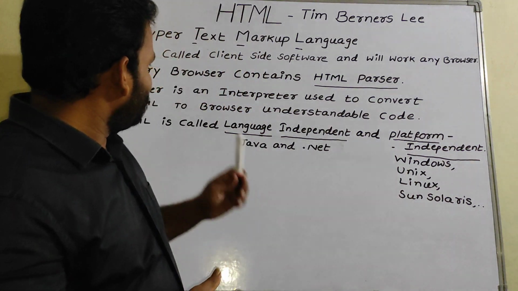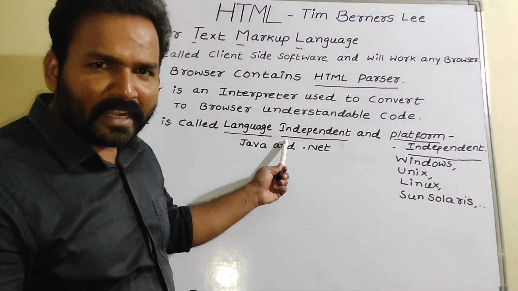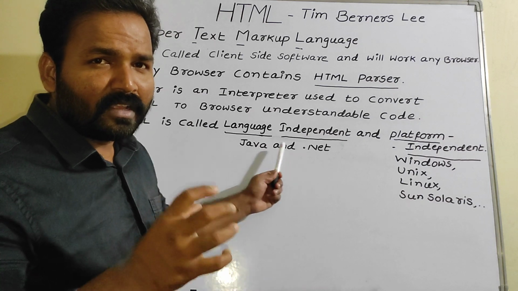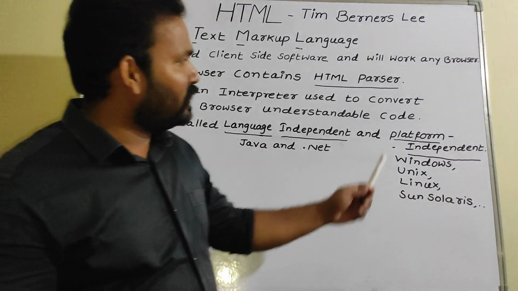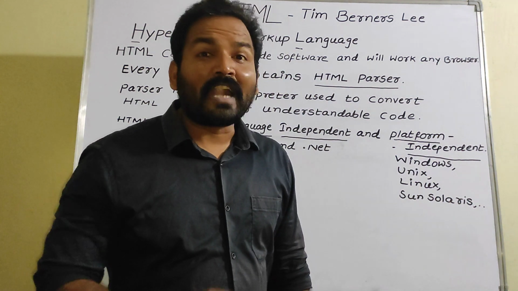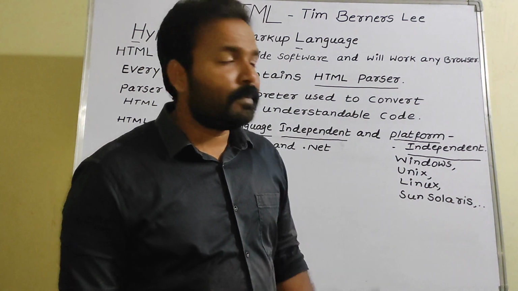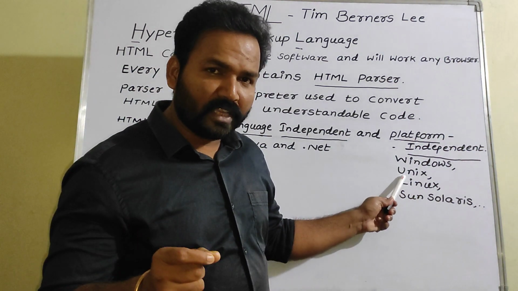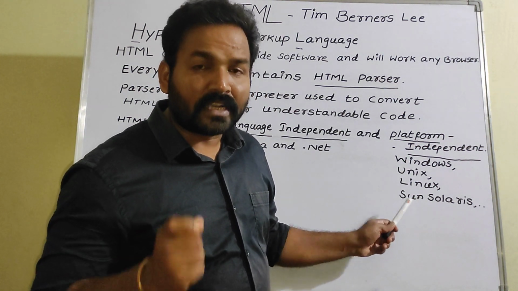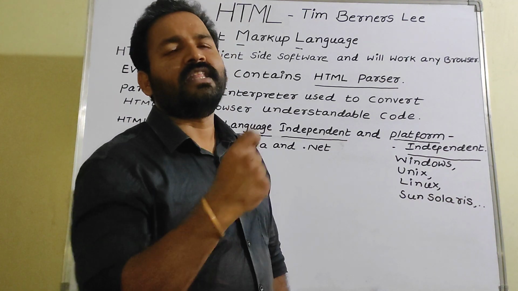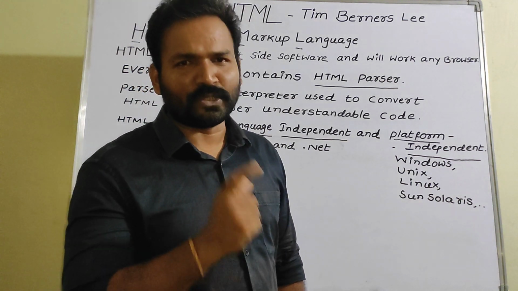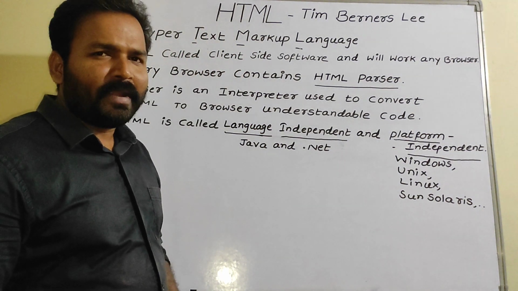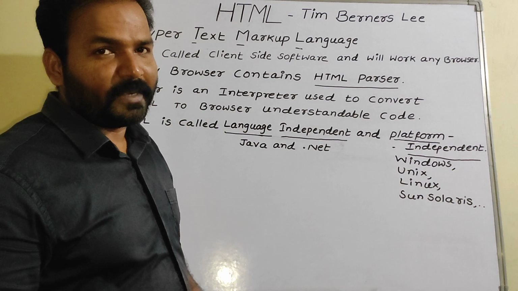So is it clear? HTML is called language independent. Language independent means it will work in Java and .NET languages. Next, HTML is called platform independent. Platform independent means it will work in Windows, Unix, Linux, Sun Solaris and other operating systems also. So that is about language independent and platform independent.